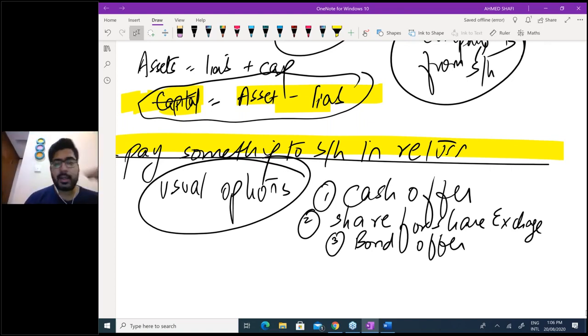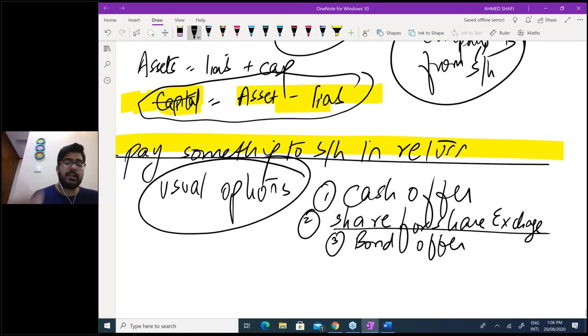Sometimes company A acquires shares of company B from shareholders by a cash offer. What is cash offer? Take shares, give them cash. Sometimes company A wishes to take shares from shareholders, not by cash, but by a share for share exchange. What is a share for share exchange? Take their shares, and give them shares of the new combined company in return. This is called share for share exchange.